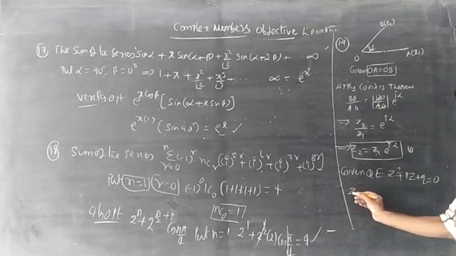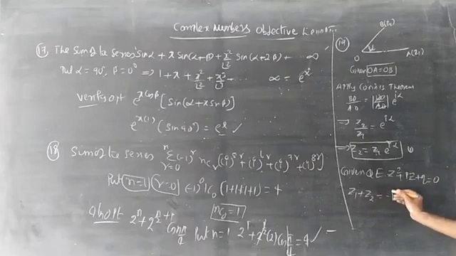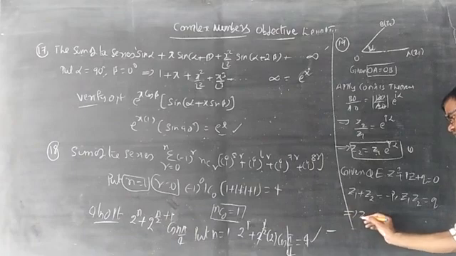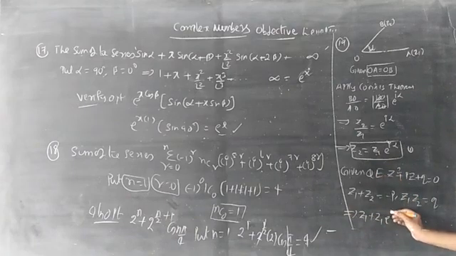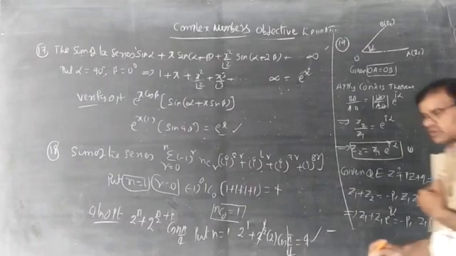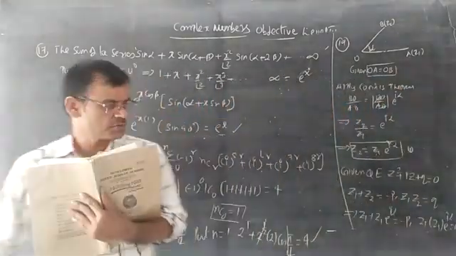Now for this one, Z1 plus Z2 is equal to minus P, the sum of roots concept, and Z1 into Z2 is equal to Q, the product of roots concept. Now apply here, instead of Z2 you write Z1 into e power I alpha. So Z1 plus Z1 e power I alpha is equal to minus P, and Z1 into Z1 e power I alpha is equal to Q.